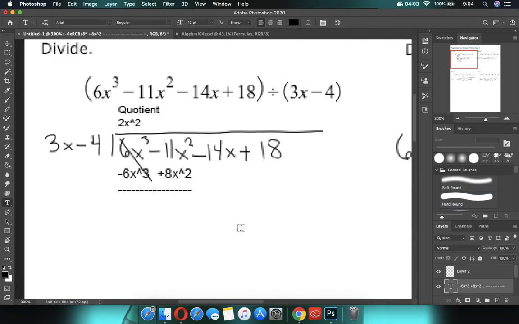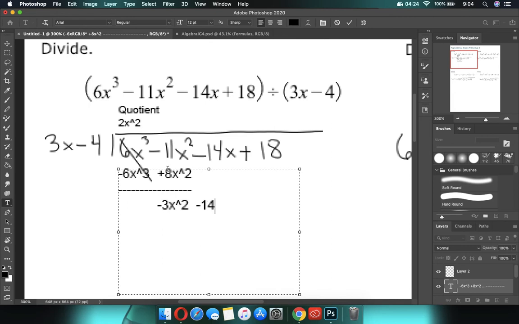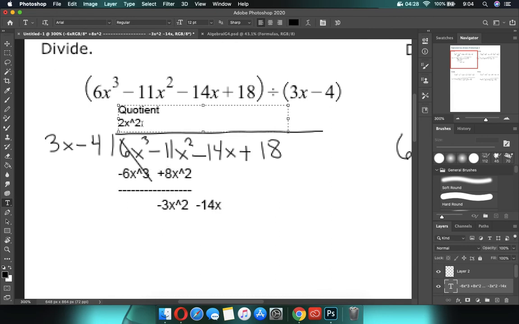Huzzah, happy days. Next up, we actually have to do the -11. Oh, computer, don't be mean to me. So what is -11 plus 8? -11 plus 8 is -3x squared. And now we're back to start. The next piece drops down, so it's -14x.